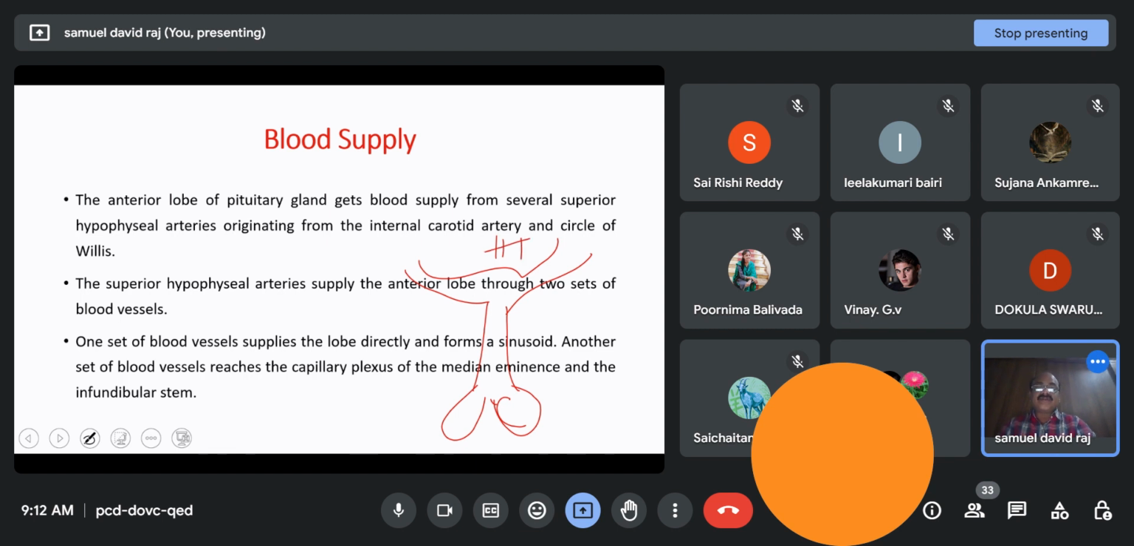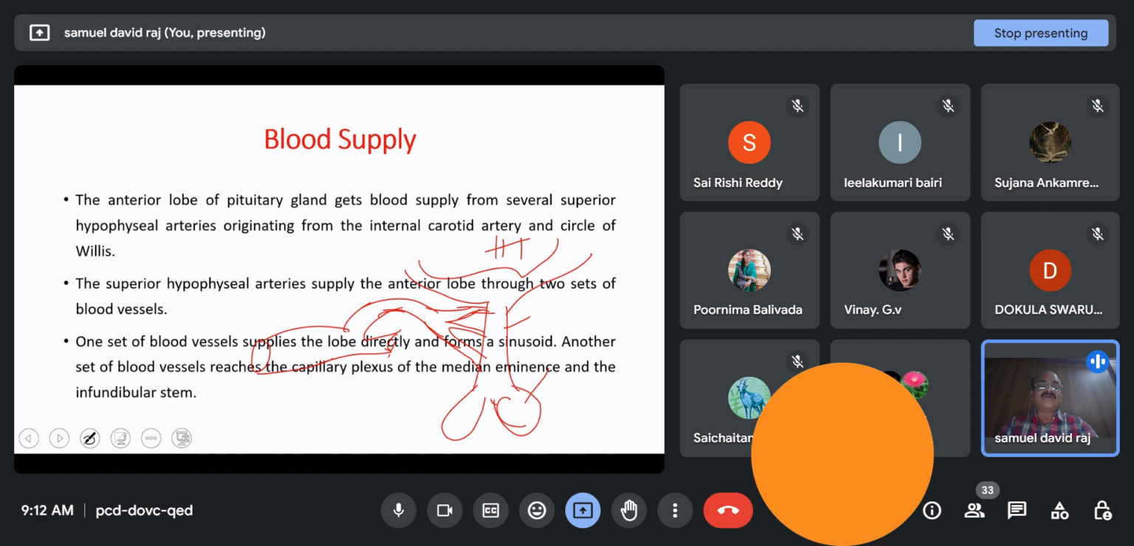So here the internal carotid artery divides into superior hypophyseal arteries. These superior hypophyseal arteries supply blood directly to the anterior pituitary, comprising the pars tuberalis and pars distalis.